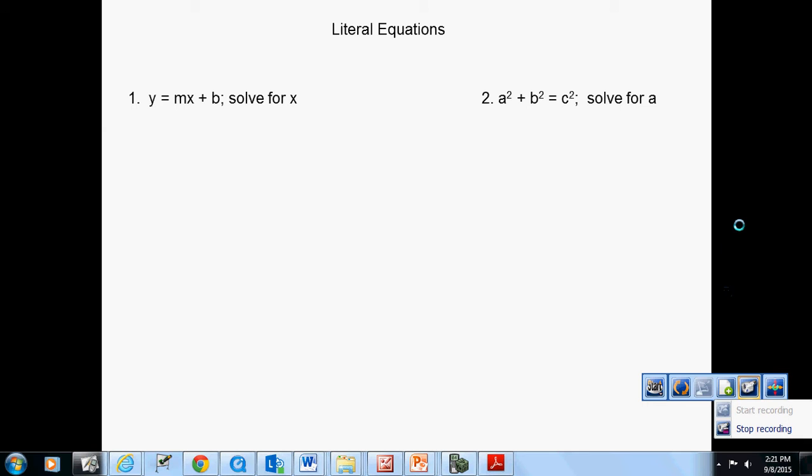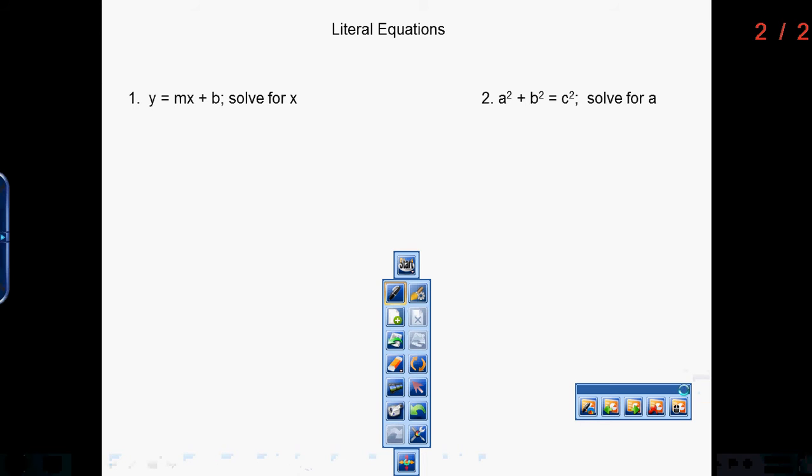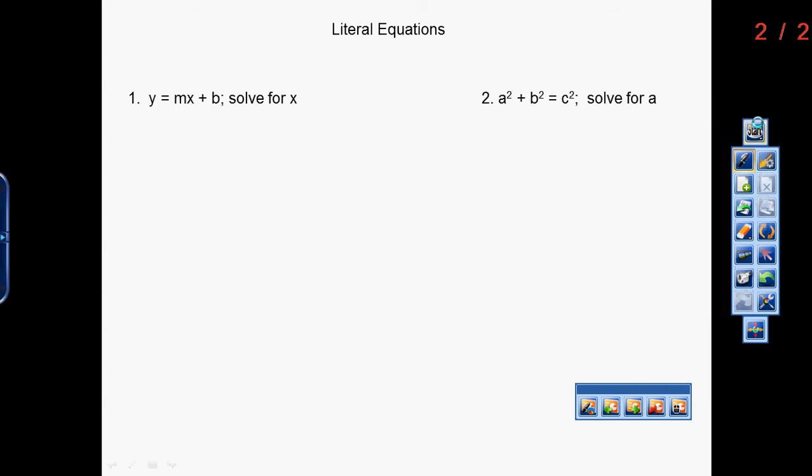Okay, class, today we're going to work on literal equations. So make sure if you're looking at your packet, you know where to find this. So in this first one, I see that they want me to solve for x. Remember, it doesn't matter where your variable is. The goal is always to get whatever variable they ask you by itself. So in this case, I want to isolate the x.